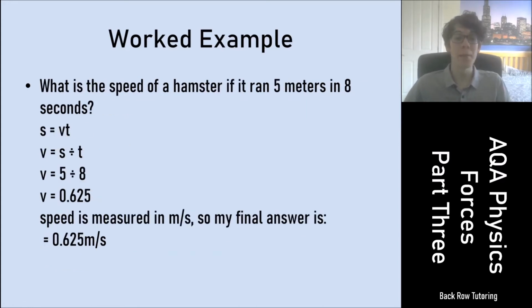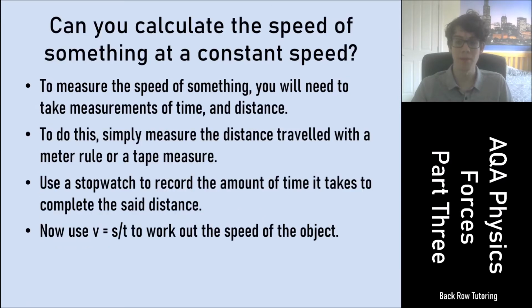What is the speed of a hamster if it ran 5 meters in 8 seconds? Well, firstly we're going to write out our equation. Distance equals speed times time. Rearranging this formula to get V on its own, well, that's the same as speed is equal to distance divided by time. That's the more famous form of this equation. So the speed that the hamster runs, well, that's 5 because it ran 5 meters, divided by 8 because it took 8 seconds. So the speed of the hamster is 0.625. Speed is measured in meters per second, so my final answer is 0.625 meters per second.